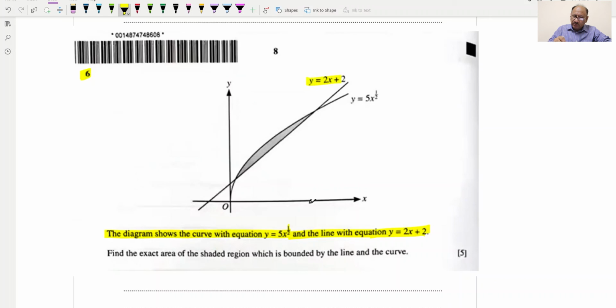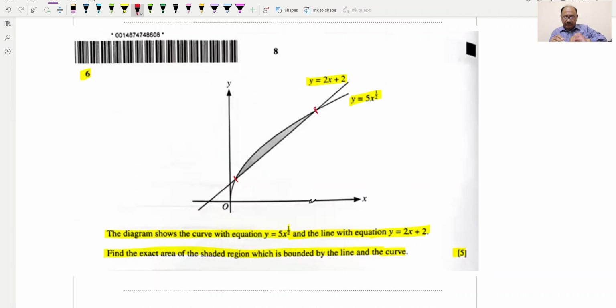So the line equation is given and the curve equation is provided. Find the exact area of the shaded region which is bounded by the line and the curve, and this is a 5 marks question. First of all, we are interested in these 2 points of intersection so that we can find the area under the curve and the area under the straight line.